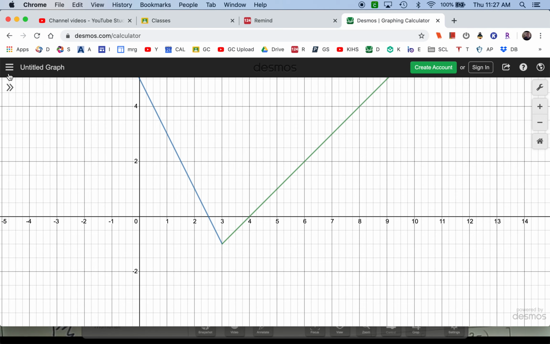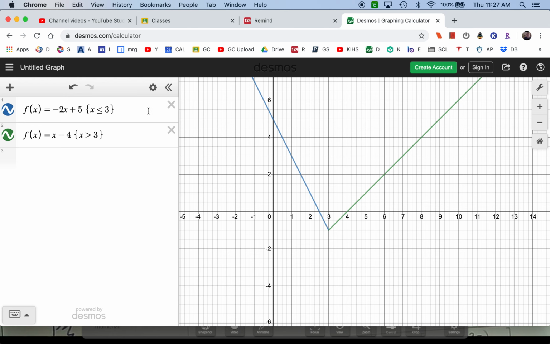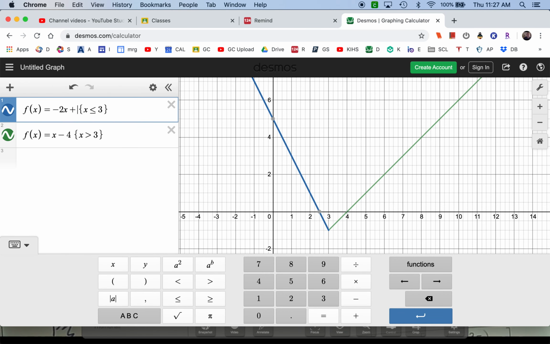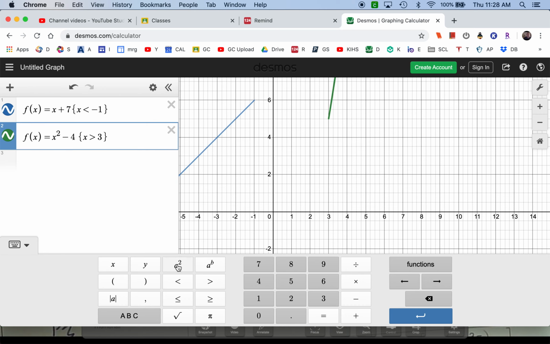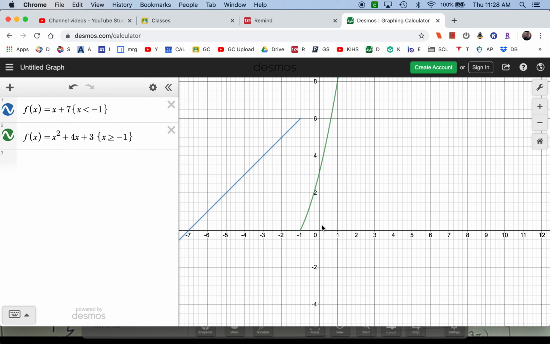All right, one more to do. So again, a piecewise, the top piece, let me just change this, is x plus 7. And that's valid when x is less than -1. So let me just change that. And then the bottom piece is a parabola. So that's x squared plus 4x plus 3. And that's valid when x is greater than or equal to -1. And then I want you to look at what's happening at -1.